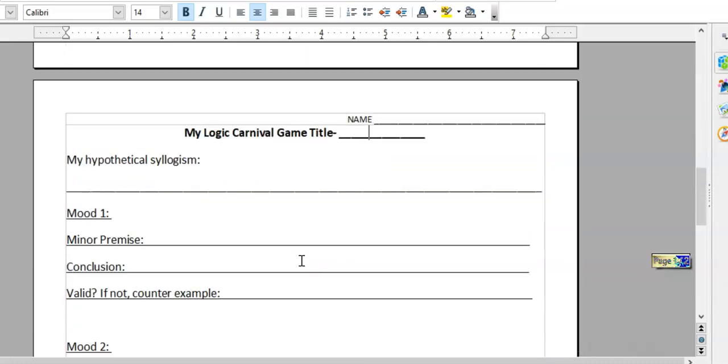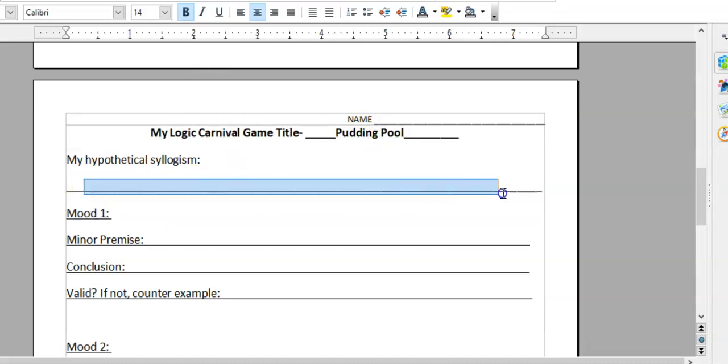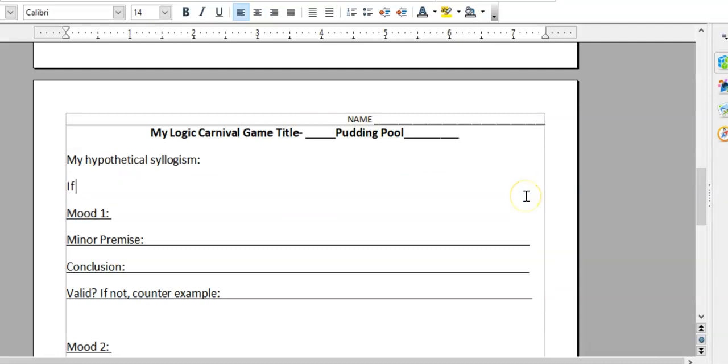So this one that I'm showing you right now is the actual. So your homework is to fill out this logic sheet. So my logic carnival game, and then you can just type it in. So your carnival game might be called pudding pool. Okay. Your hypothetical syllogism, this would just be where you would fill in your if-then statement. So if you hit the target, I fall into the pudding pool.